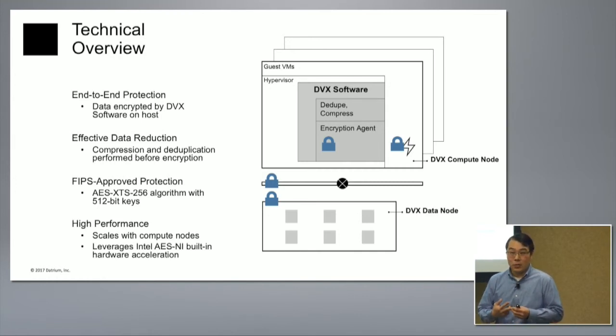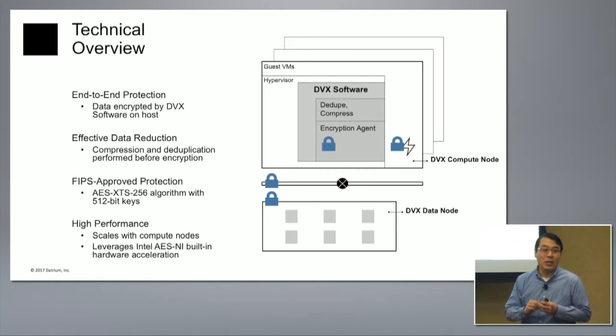The second point is we use the FIPS approved algorithm, AES XTS 256 with 512-bit keys. It's as strong as you can get. And that algorithm is specially optimized to run on the AES-NI engine. So you get really good performance. The third point is the architecture. The Datrium architecture is such that we use all of the compute resources on all the hosts. So as you add more hosts, you get more of the AES-NI engine, and you just scale beautifully. So virtually no performance impact when you turn on encryption.